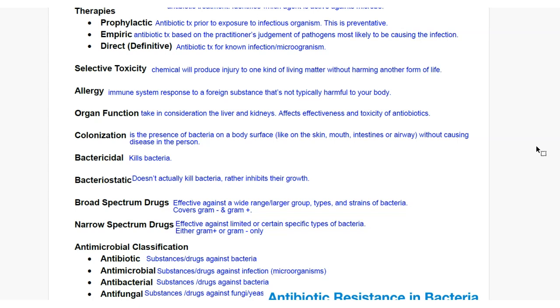Two terms that you may want to hear when it comes to the effect of antibiotics are bactericidal and bacteriostatic. So bactericidal antibiotics will kill the bacteria. So those are bactericidal. Bacteriostatic, it doesn't actually kill the bacteria, rather it just prevents it from growing and multiplying.